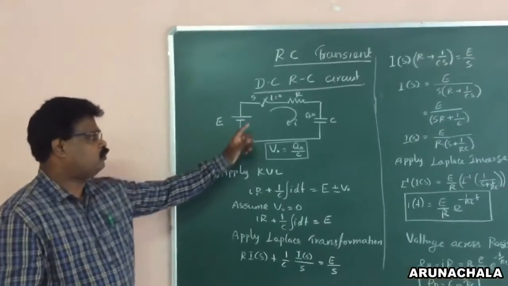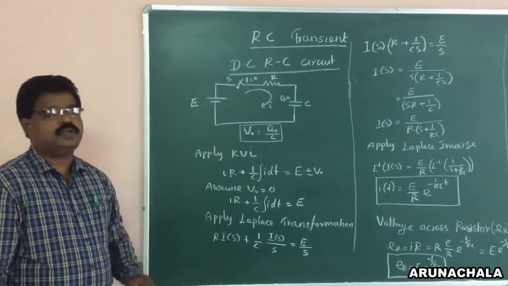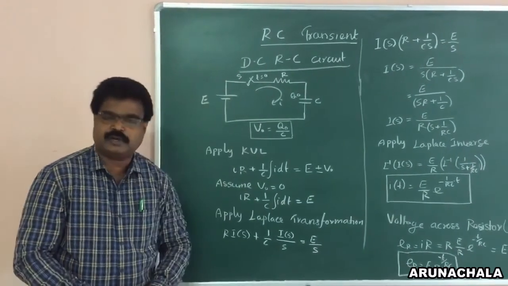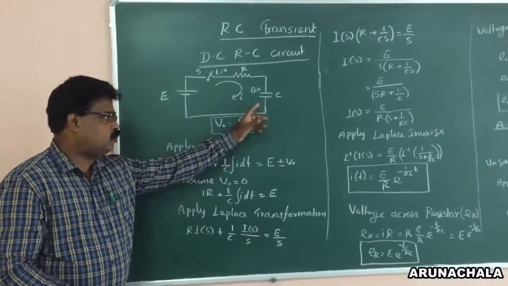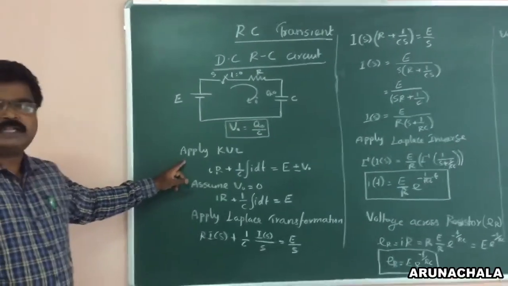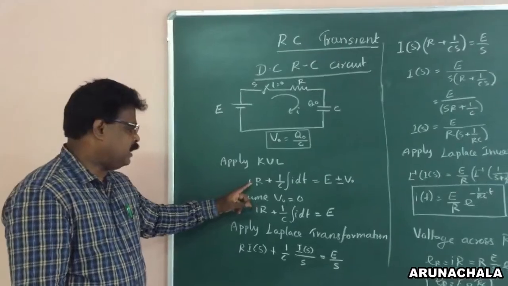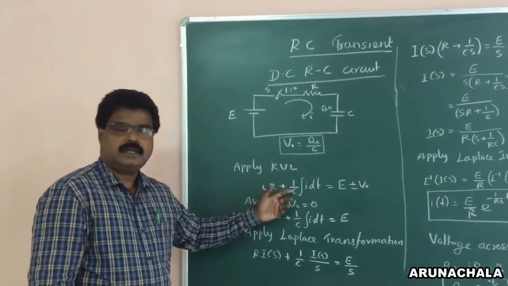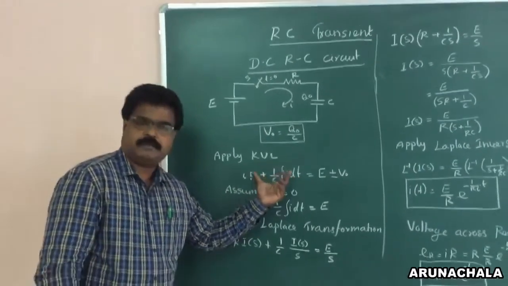So now we are going to find i(t) for this RC circuit. The switch S will be closed at t equal to 0. We are assuming the initial voltage on the capacitor is equal to 0. So apply Kirchhoff's voltage law: R into i, plus the voltage across the capacitor in time domain.